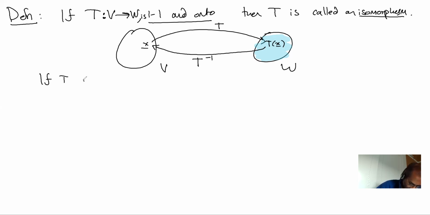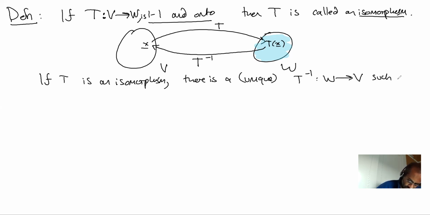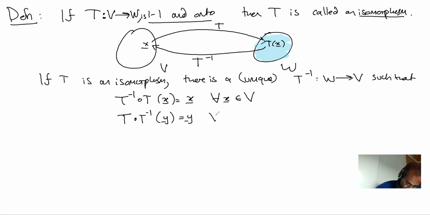So if T is an isomorphism, there's only one. There's a unique linear transformation T inverse from W to V, such that it undoes the action of T, and vice versa. T of T inverse of y equals y for all y in W. So this is called the inverse. Same as before, just in this new language.